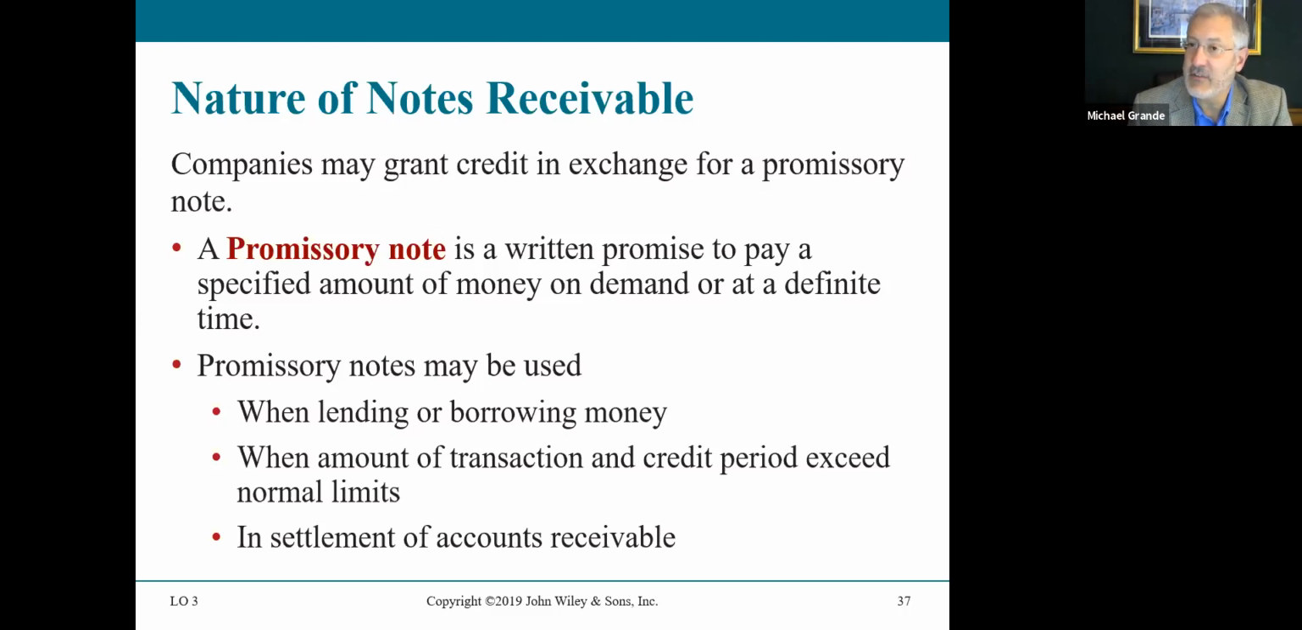A company may have an accounts receivable, say a receivable of $10,000. It's gone beyond the collection period of 45 days, 60 days. So rather than keep it as accounts receivable, they convert it, with the consent of the customer, to a note receivable, which will entitle them to some interest income as well.